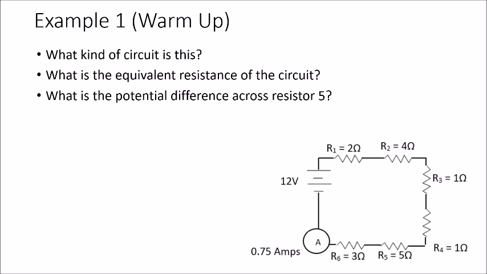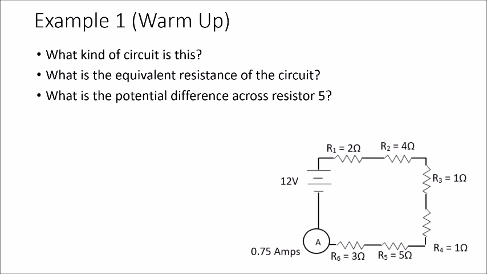So example 1. Remember to pause the video so that you have time to do the calculations. So first question, what kind of circuit is this? Is this a series circuit or is this a parallel circuit? What is the equivalent resistance of this circuit? And what is the potential difference across resistor 5? Pause the video, try it yourself, and unpause the video if you get stuck or if you want to check your answer for one of the questions.